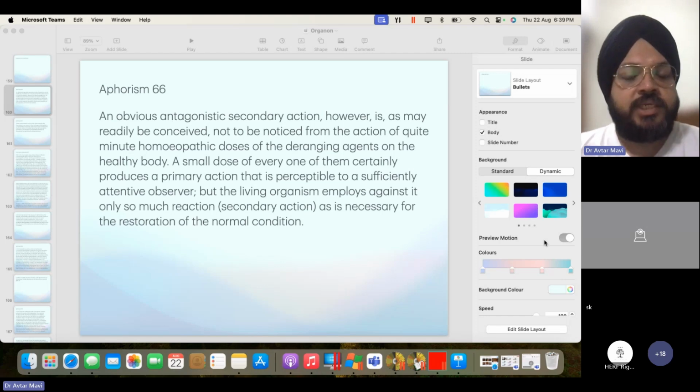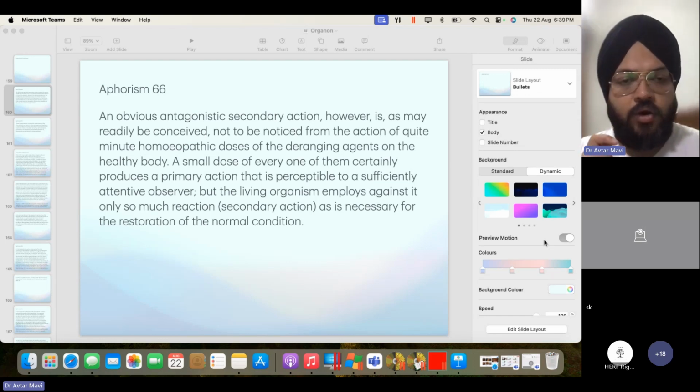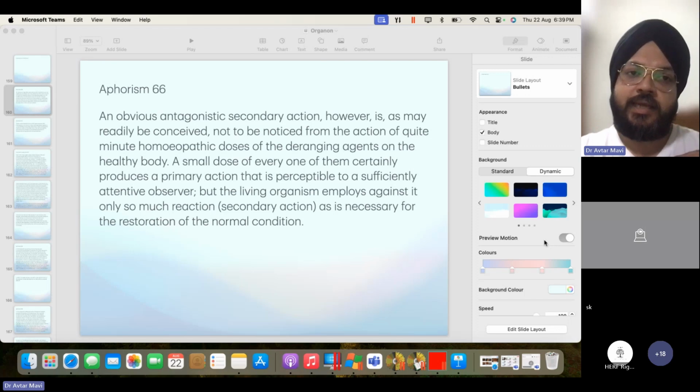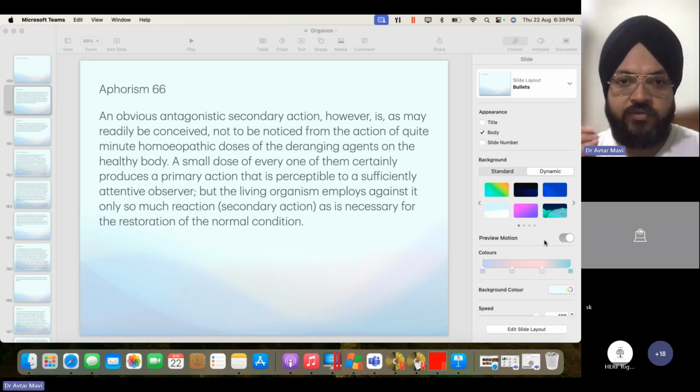So we'll start with aphorism 66. It is a continuation of the primary action, secondary action aphorisms. And obviously, although we have discussed this aphorism last time, not in detail but in small part, when we were talking about the curative action when a homeopathic medicine is given, we'll go through it again.